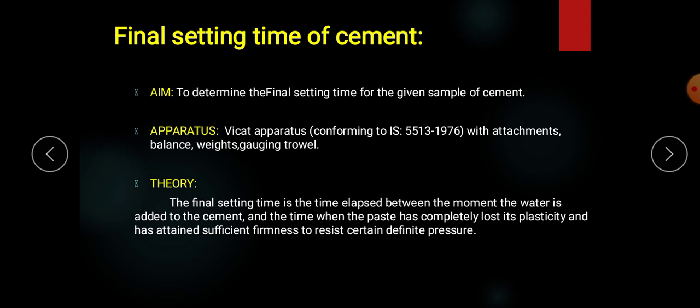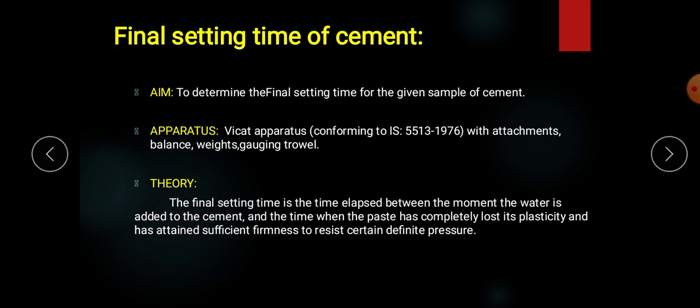So the aim is to determine the final setting time for the given sample of cement. So we need to find out the final setting time for the given sample of cement. The apparatus required: the Vicat apparatus with all attachments, balance, weights, gauging trowel, stopwatch, etc.